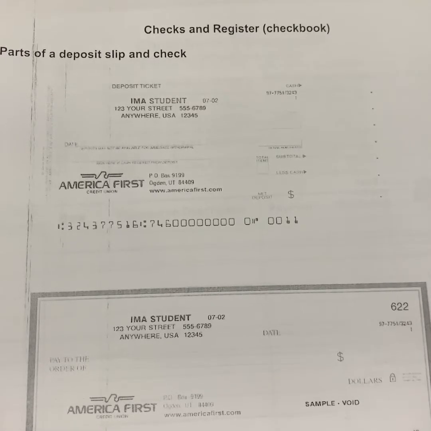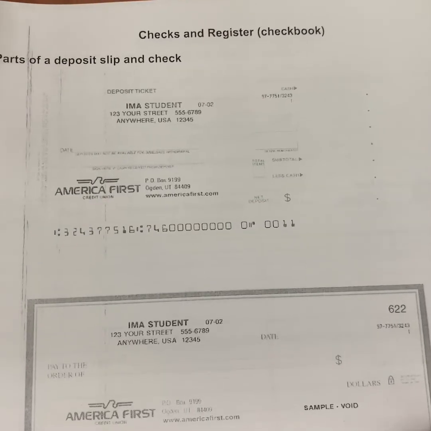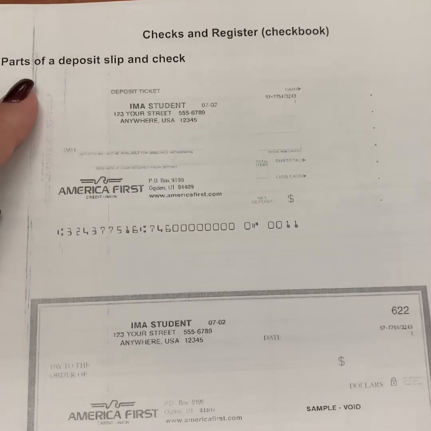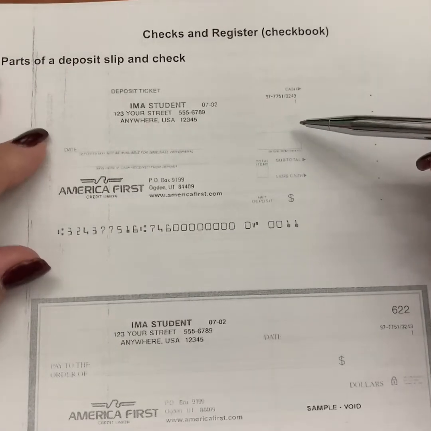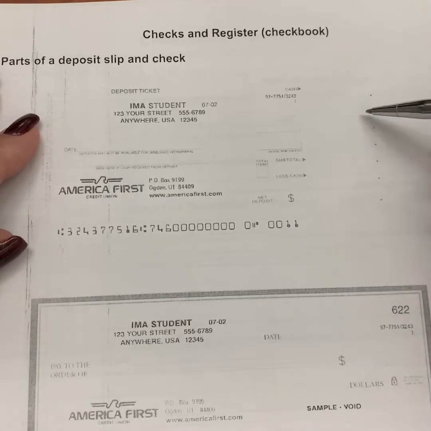Today's notes are on checks and register, or the checkbook. First thing we're going to do is look at a couple of pieces. One of the pieces is a deposit slip. So a deposit slip keeps track of the money that you're putting into the account that the bank holds for you.